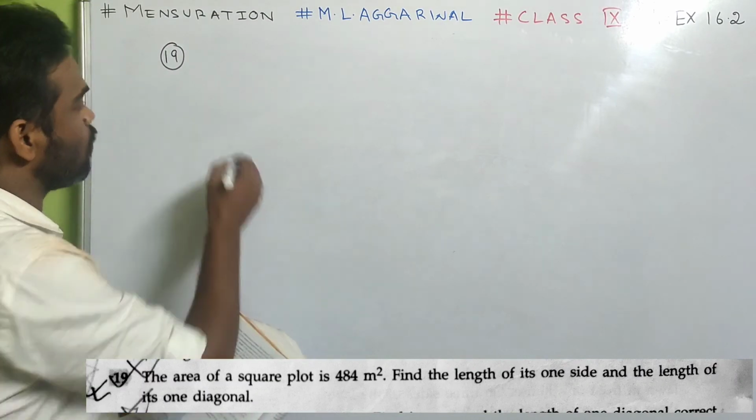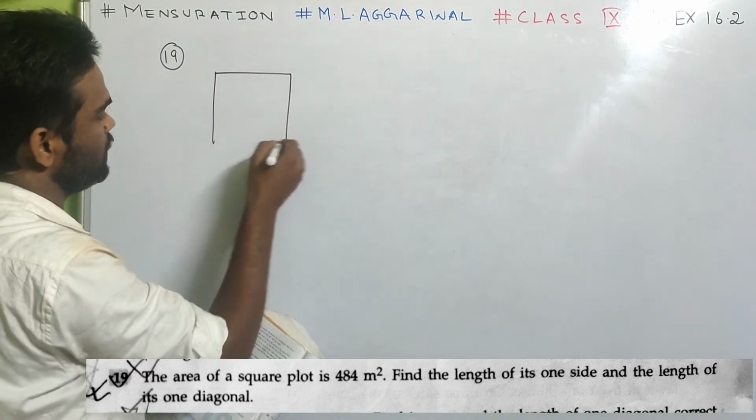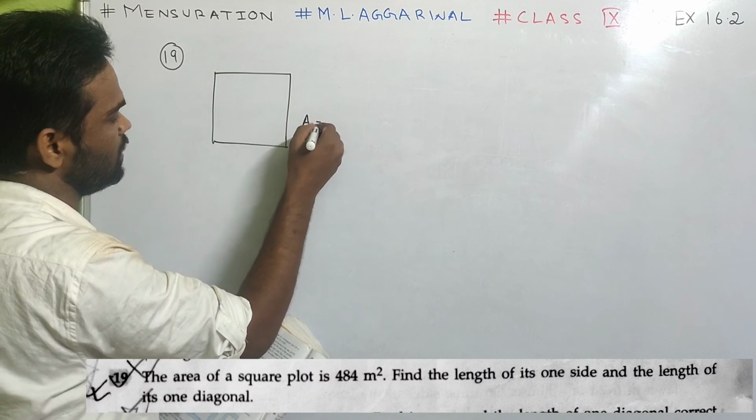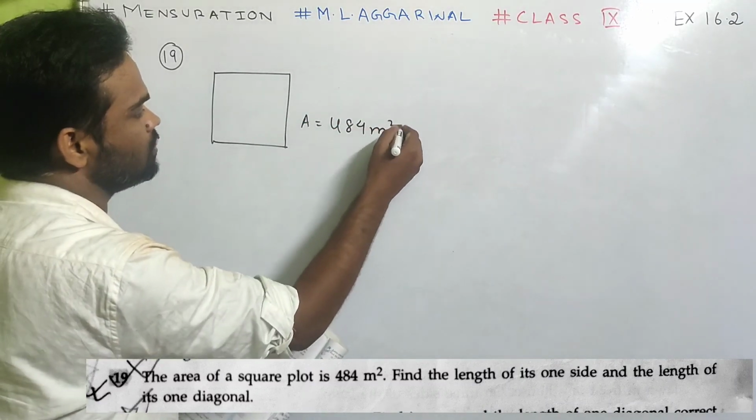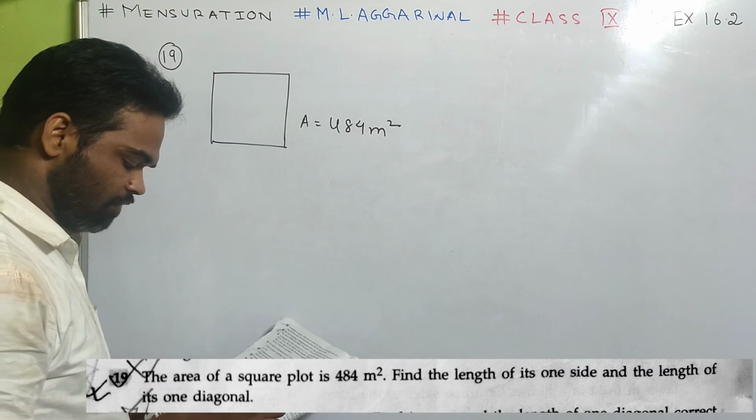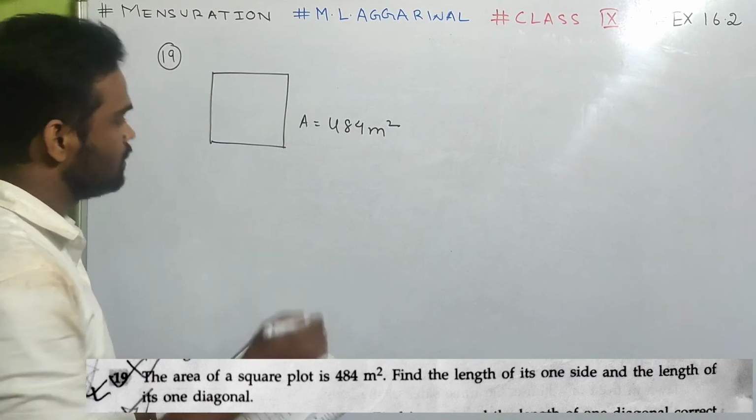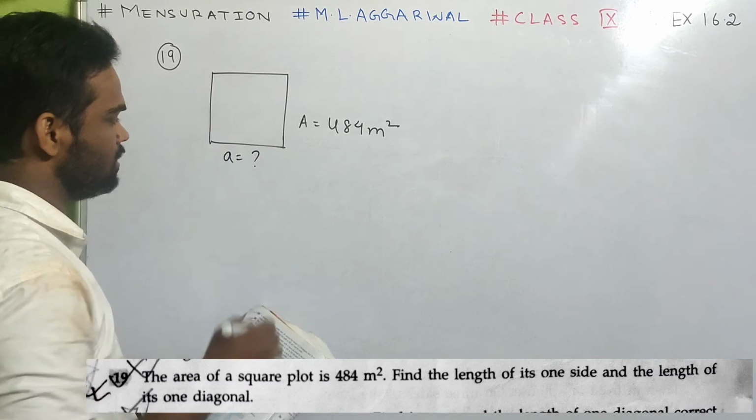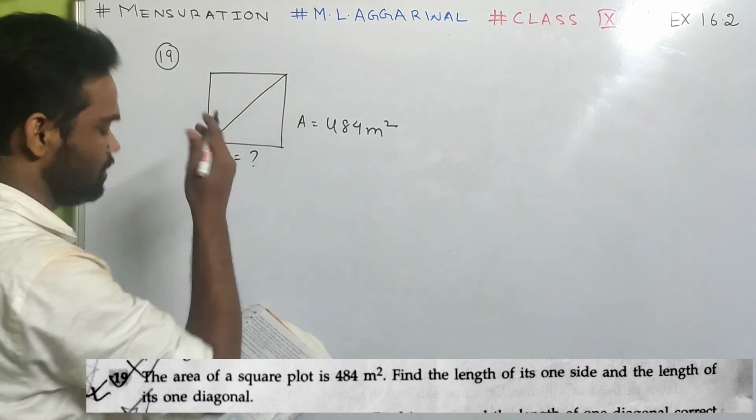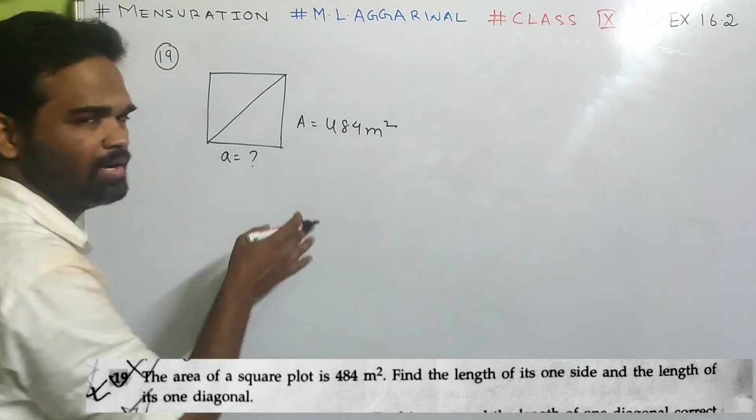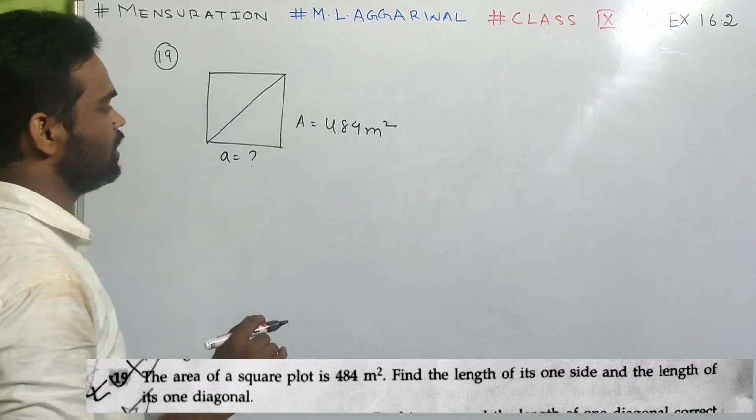The area of a square plot. There is a square plot whose area is 484 meter square. Find the length of its one side. Suppose the side is A, and the length of its one diagonal. Diagonals are equal in length in case of a square.